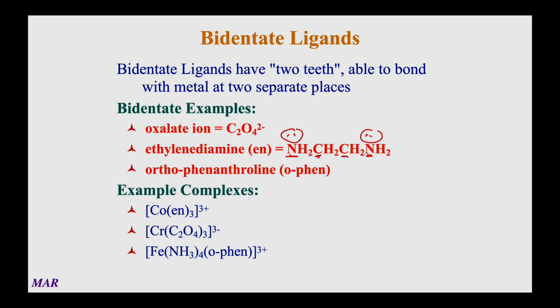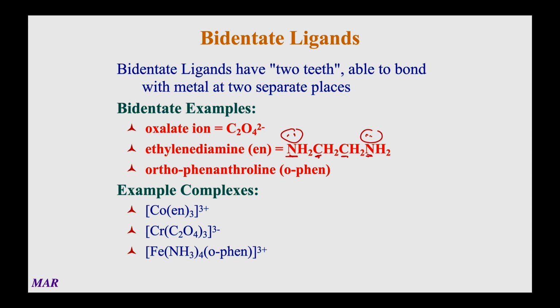So if you have a complex with a bidentate ligand, and assuming the complex is octahedral, you will see fewer ligands. So like Co(en)3 3+, that has 3 bidentate ligands around it, and each of those has 2 teeth. So that would be a total of 6 connection points. That's going to be octahedral.